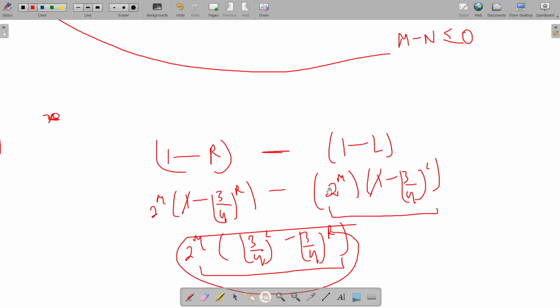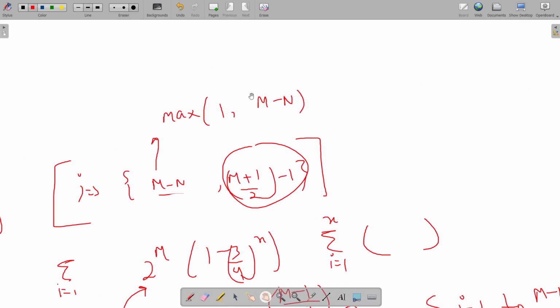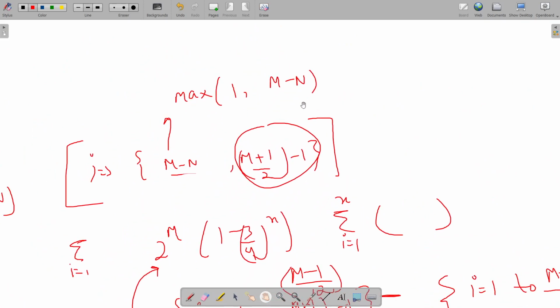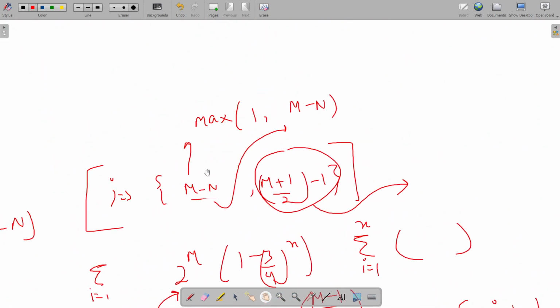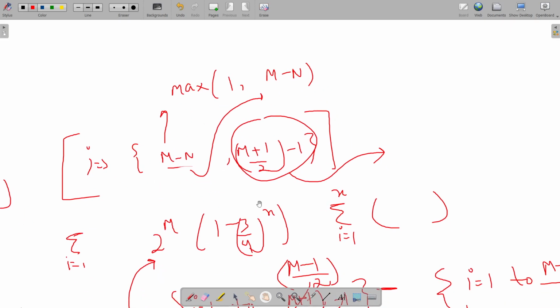In this formula, we were assuming that the first term of the GP was 3 by 4. So x will be at least equal to 1. That's why I was doing the maximum of 1 comma m minus n here. But if you don't want to do it like this, then you can calculate this value and this value separately using this GP sum formula, and then you can subtract them. Just keep in mind that if this is negative or this is equal to 0, then the sum will be 0. Okay.